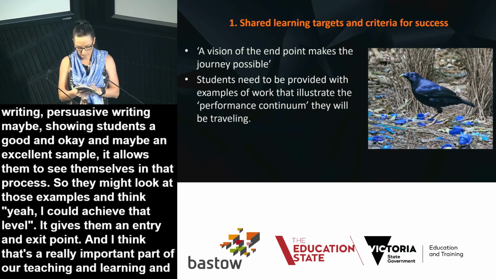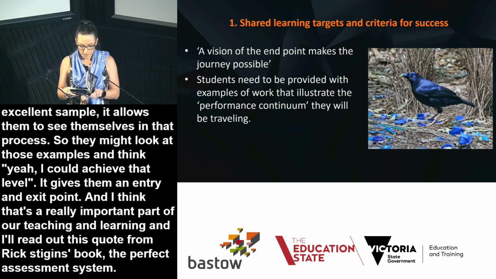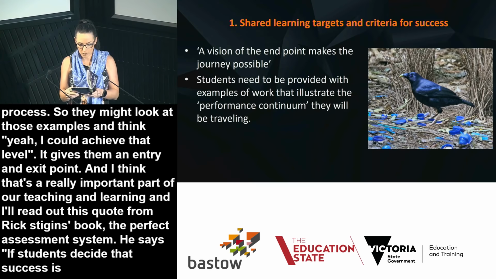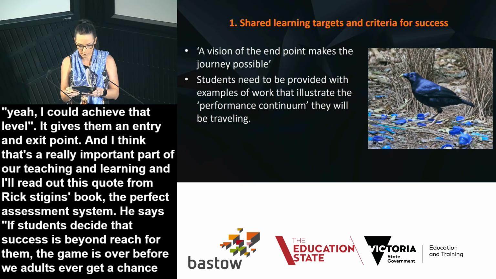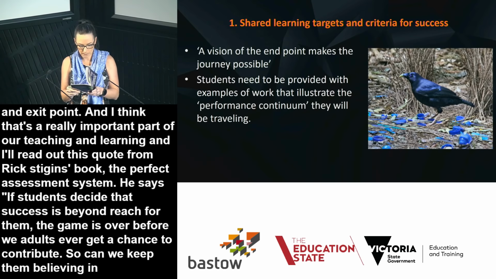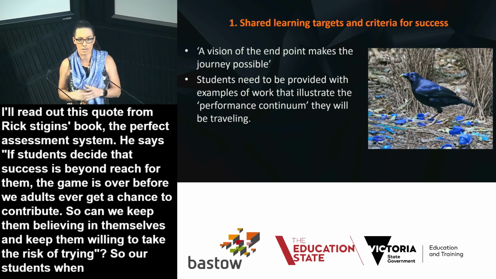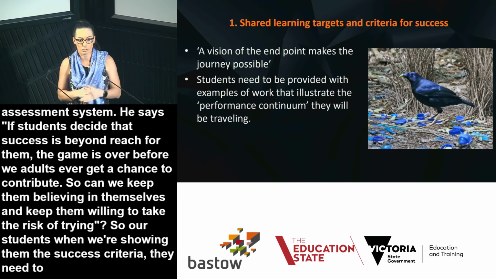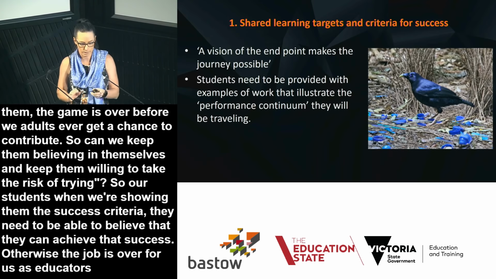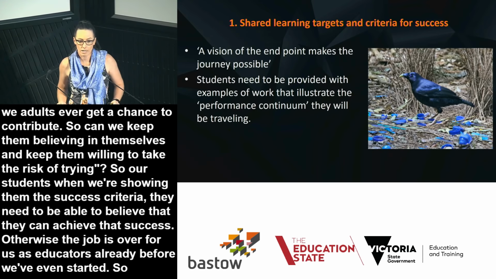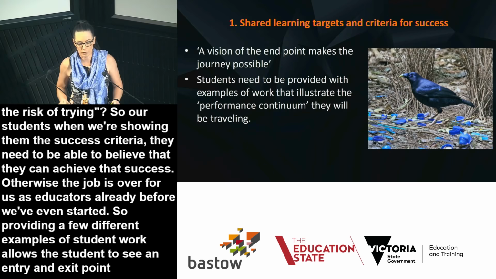And I think I'll read out this quote from Rick Stiggins' book, The Perfect Assessment System. He says, if students decide that success is beyond reach for them, the game is over before we adults ever get a chance to contribute. So can we keep them believing in themselves and keep them willing to take the risk of trying? So our students, when we're showing them the success criteria, they need to be able to believe that they can achieve that success. Otherwise, the job's over for us as educators already before we've even started. So providing a few different examples of student work allows the students to see an entry and exit point that will be suitable for them.